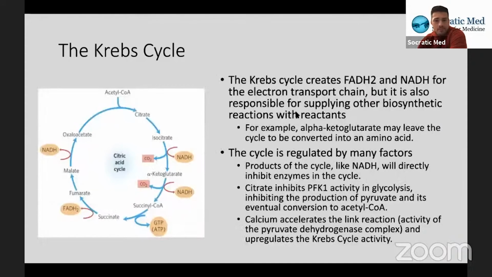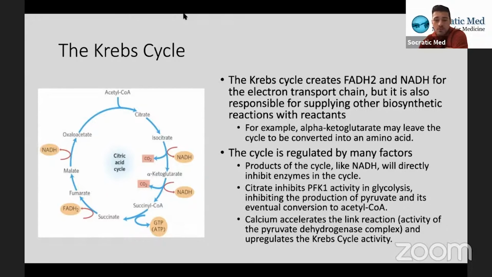So the Krebs cycle creates FADH2 and NADH for the electron transport chain, but it's also responsible for supplying other biosynthetic reactions with reactants. Like we talked about before, alpha-ketoglutarate may leave the cycle to be converted into amino acids. And the cycle is regulated by many factors. Obviously when you have this many moving parts, you're going to have a lot of different places where we can inhibit and where we can activate.